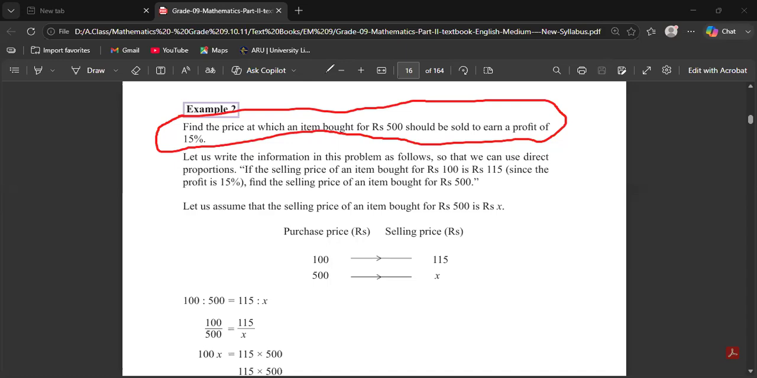Maybe you can't understand the way the textbook expresses this. I will explain. Find the price at which an item bought for 500 rupees should be sold to earn a profit of 15%. I'll give you 30 seconds to write the question, the rest. Then I will explain. Okay, time is enough.